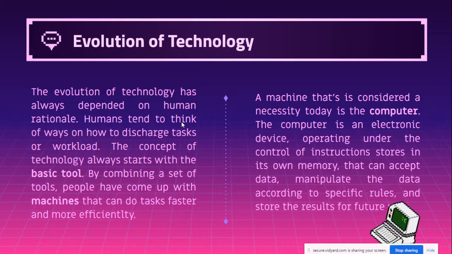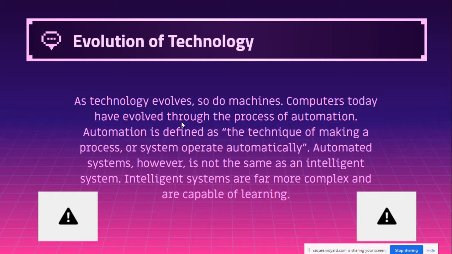The technology that we have today is really helpful for our students and for workers and for everyone in general. Because with technology, it has helped us evolve and develop our intuition and thinking and evolve into the humans that we are today. So as technology evolves, so do machines. Computers today have evolved through the process of automation. Automation is defined as the technique of making a process or system operate automatically. Automated systems, however, are not the same as an intelligent system.